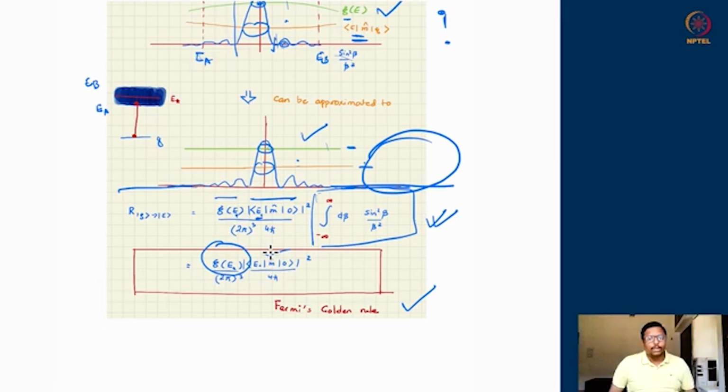In the next class we will try to see one more feature of the quantum field vacuum, which goes by the name of spontaneous emission. Okay, so I stop here.